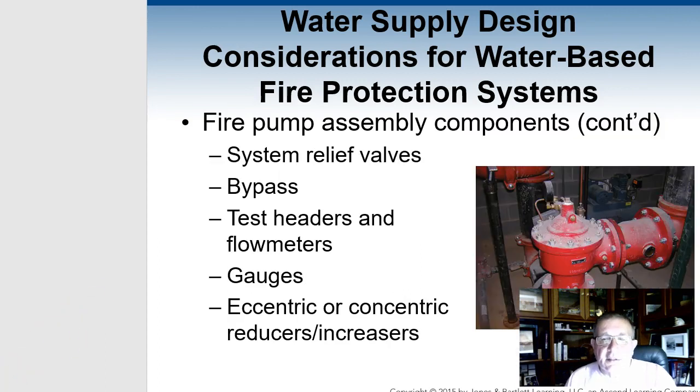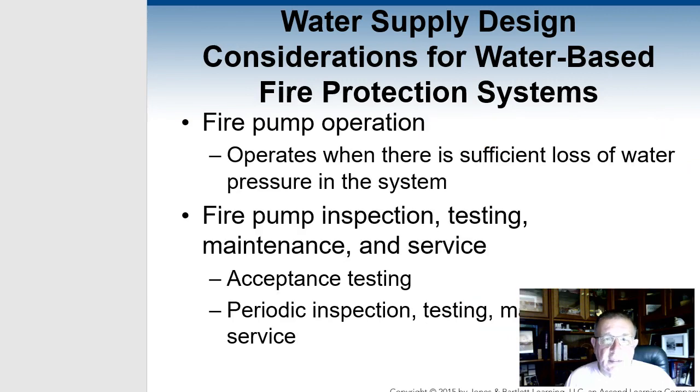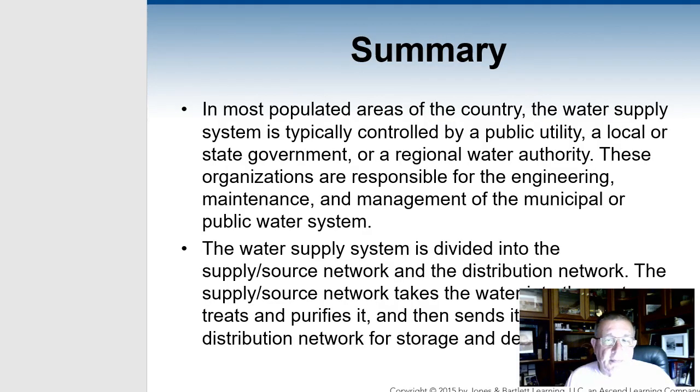One of the big things is we have to look at the fire protection pump assembly, system relief valves, bypass, test headers, gauges, eccentric and concentric reducers and increasers. It all is part of the system design in a sprinkler system supplying a building. Water supply designs are considerations for the pump operation when there's just not enough water to pressurize the system. And then the pump inspection is tested annually, and quite frankly, there has to be an acceptance test, and the fire department is involved in that.